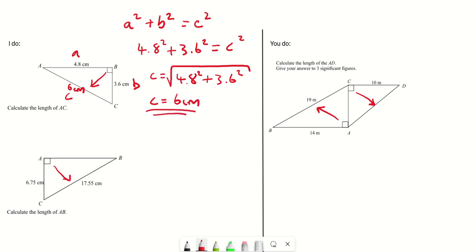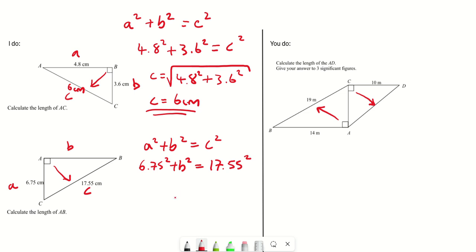Okay, we'll apply that to this one here. But as we can see, we've got a squared plus b squared equals c squared, but we're already given the longer side. So what we've been given is 6.75 squared plus b squared. We don't know b. This is a, b, and that has to be c, equals 17.55 squared.